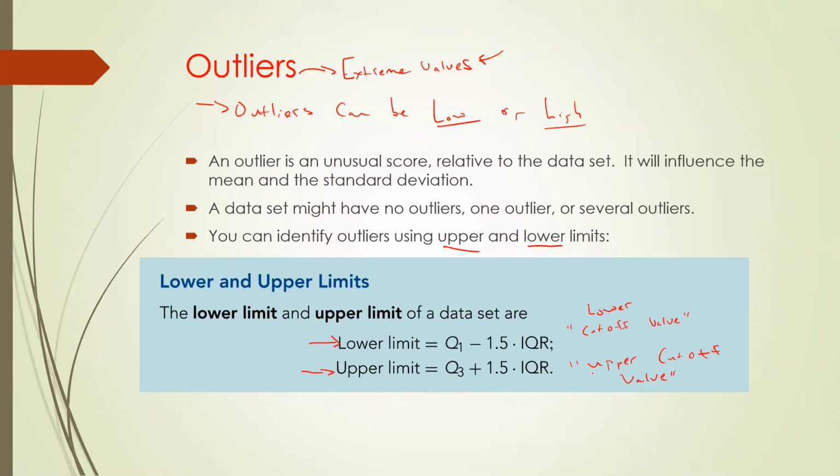Okay. And any value below the lower limit is an outlier. Any value above the upper limit is an outlier. Okay.